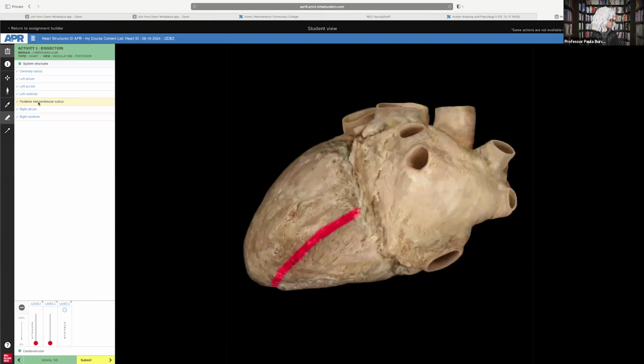So that concludes this video. Don't forget to check and click on the information so that you can read what these vessels supply or drain and get a little additional information about them.